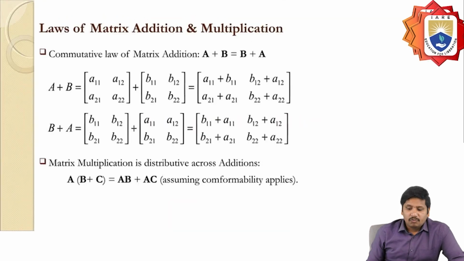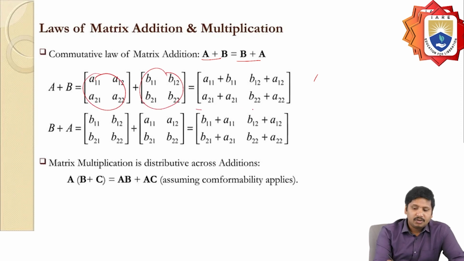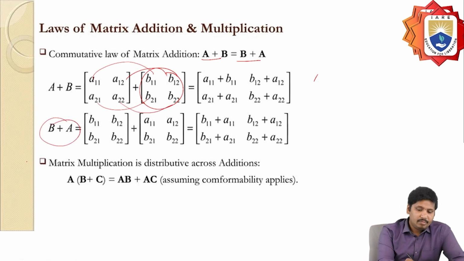Now let's discuss the different laws of matrices. The first one is the commutative law of matrix addition, which means A plus B is equal to B plus A. Suppose I have a matrix like this, the A matrix and the B matrix. The addition is A11 plus B11, A12 plus B12, A21 plus B21, and A22 plus B22. The same thing if I add in the reverse direction, B plus A: B is this and A is this, so adding gives B11 plus A11, B12 plus A12, B21 plus A21, and B22 plus A22.